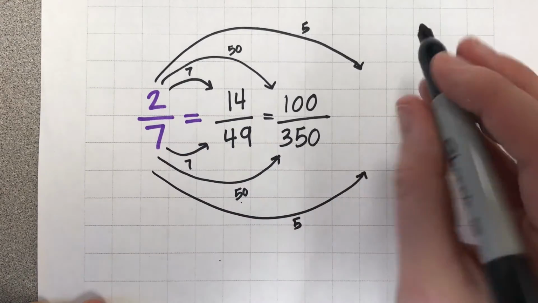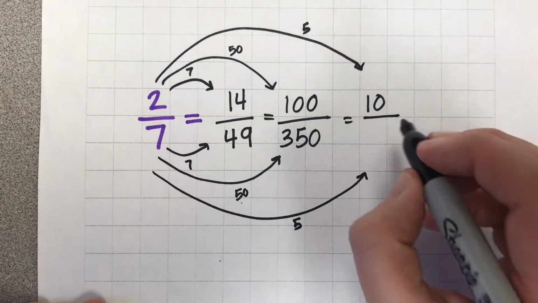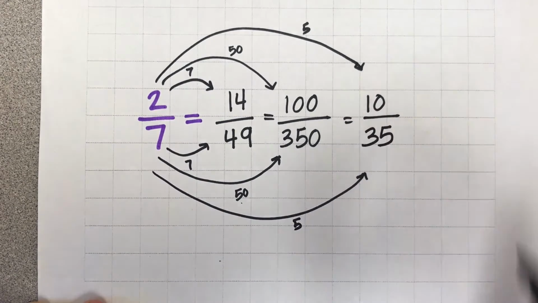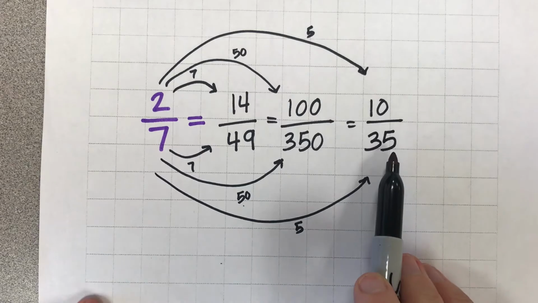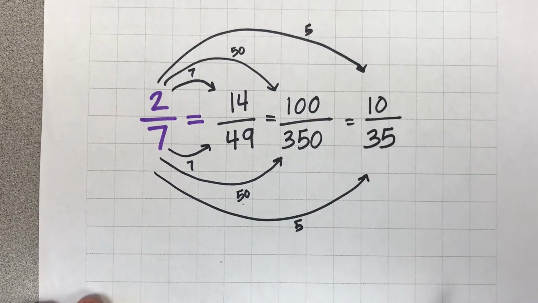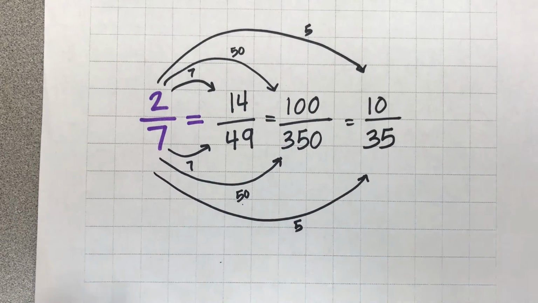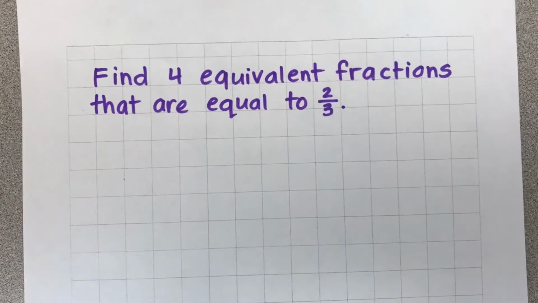2 times 5 is 10, and 7 times 5 is 35. So that is also an equivalent fraction. All right, so you can do this with any number you want. As long as you're multiplying both the numerator and denominator by the same number, you will end up with an equivalent fraction. All right, so let's go ahead and look at something that looks like this.